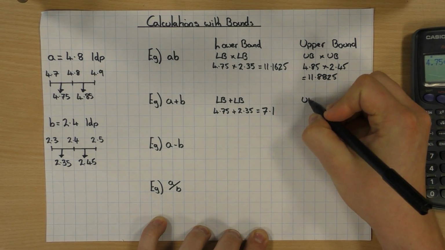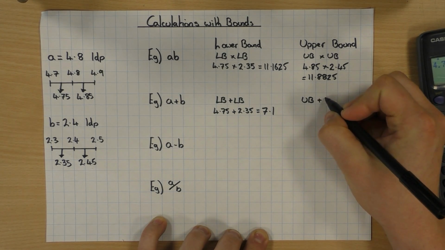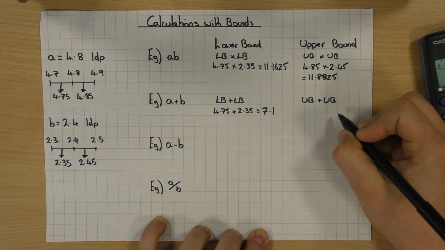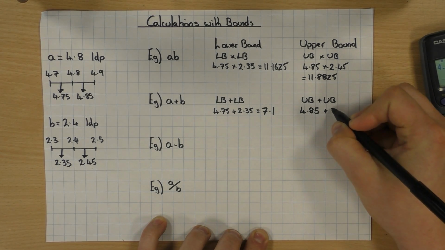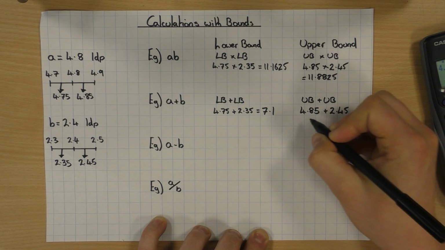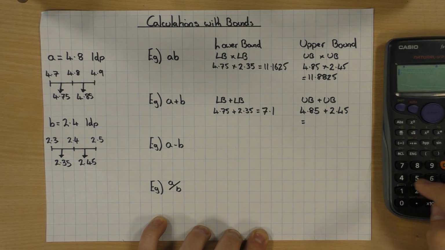And the upper bound, just as expected, again, you want the absolute maximum this can be when you add them together. Upper bound plus upper bound, so 4.85 plus 2.45. And again, I'll just use a calculator just to avoid any mistakes.